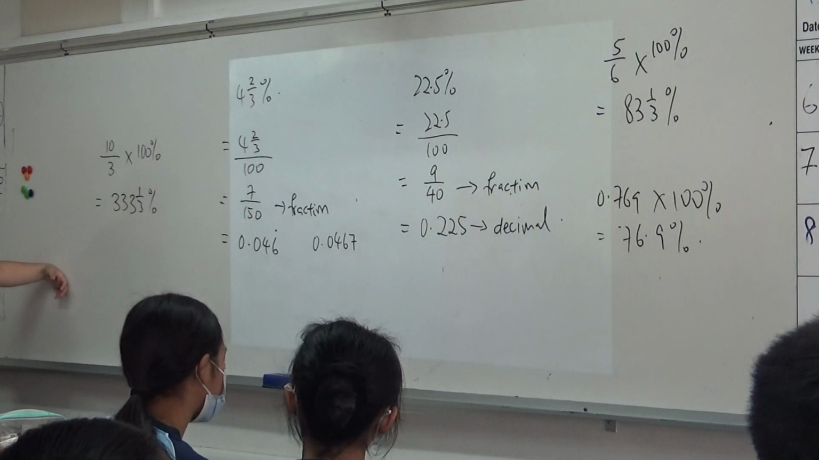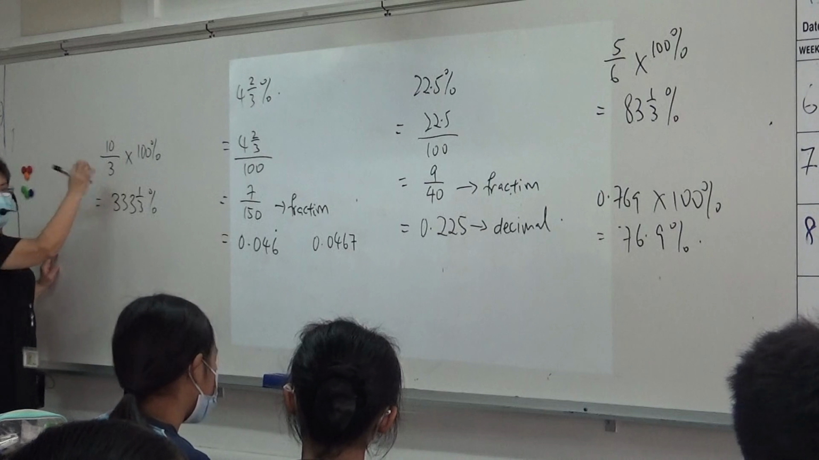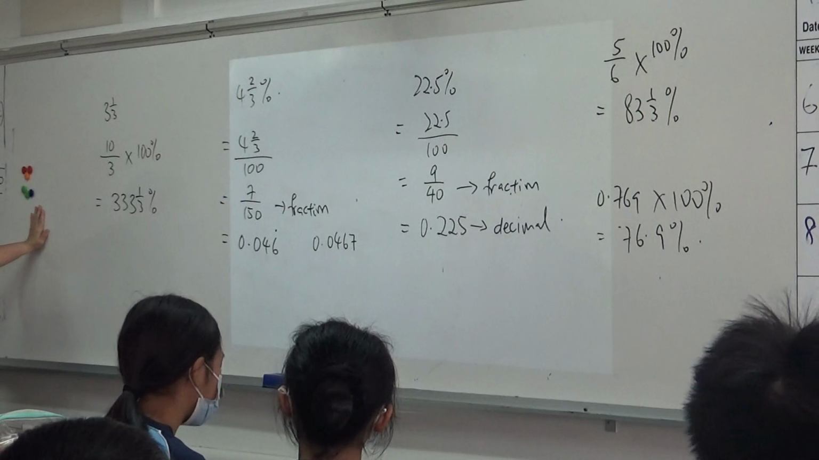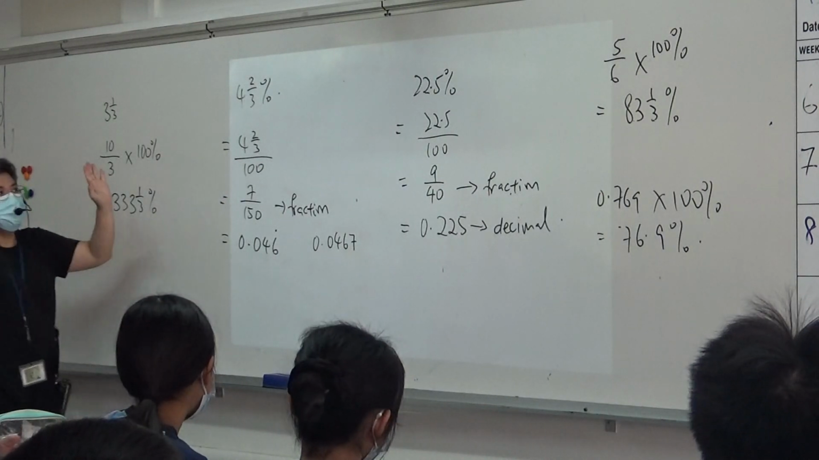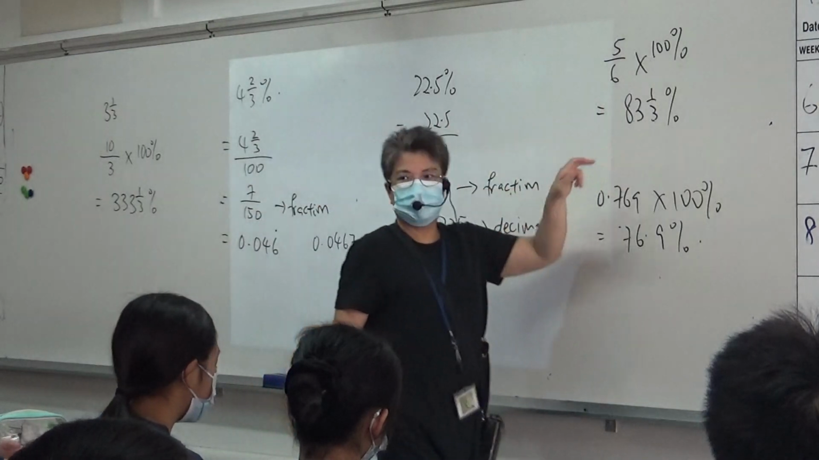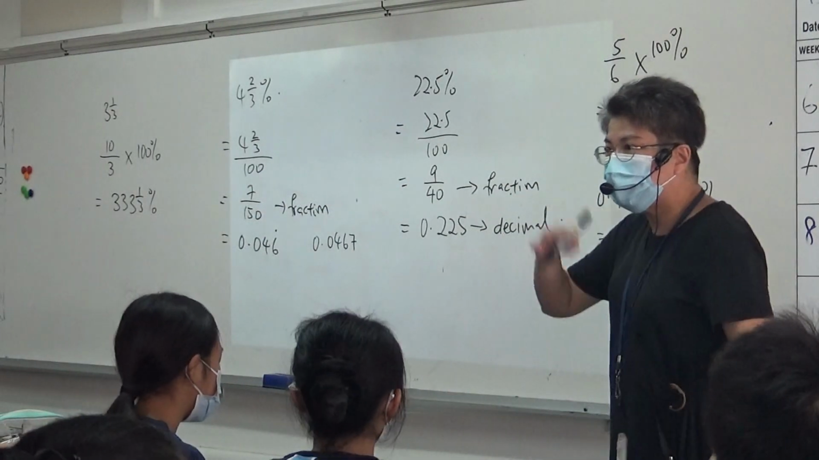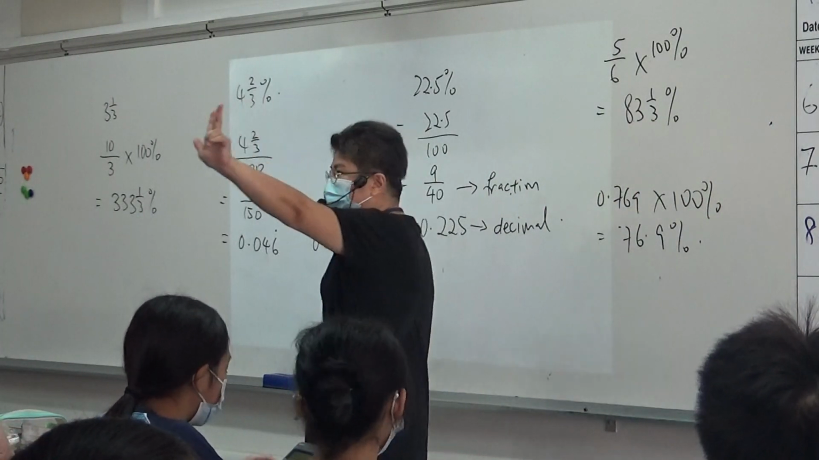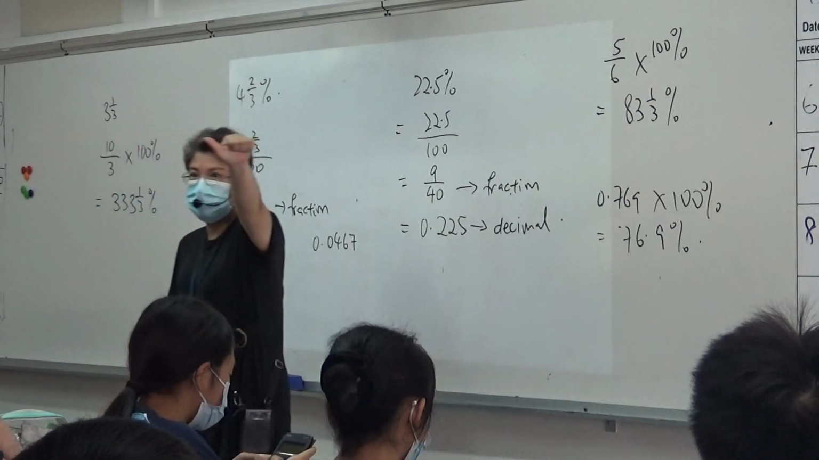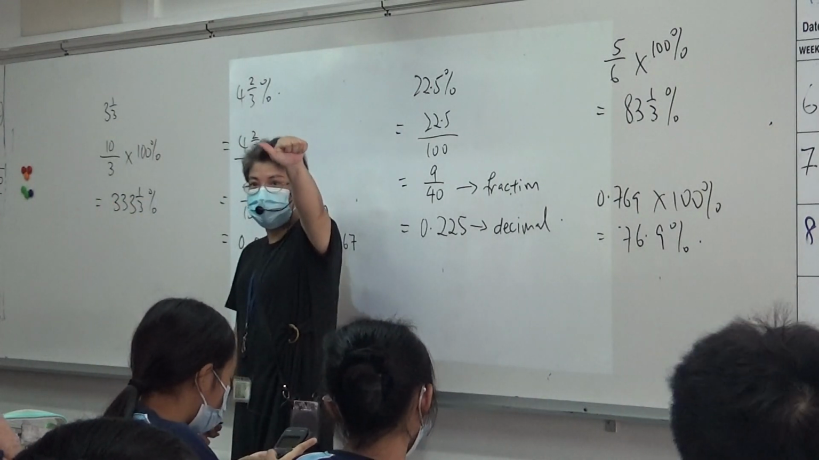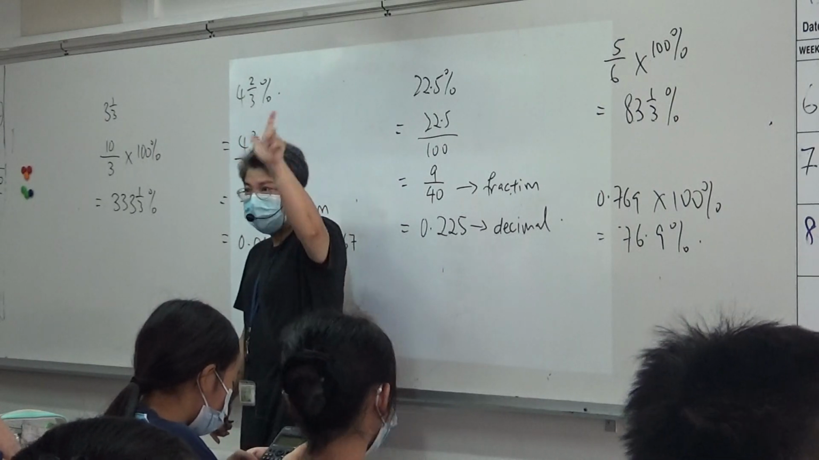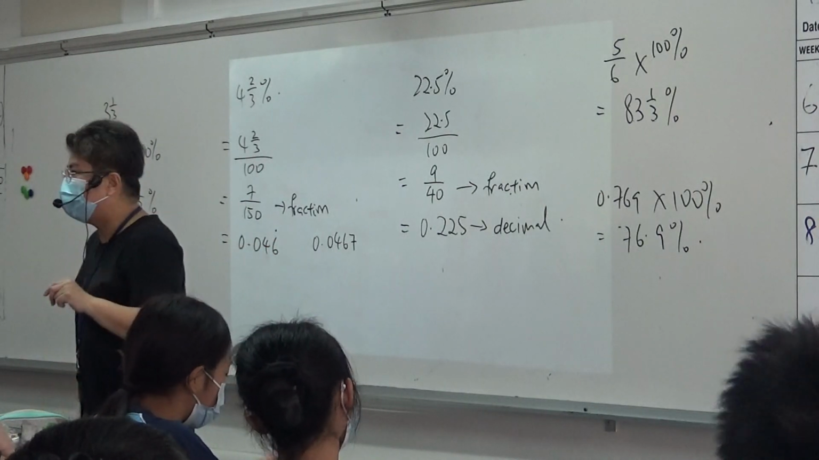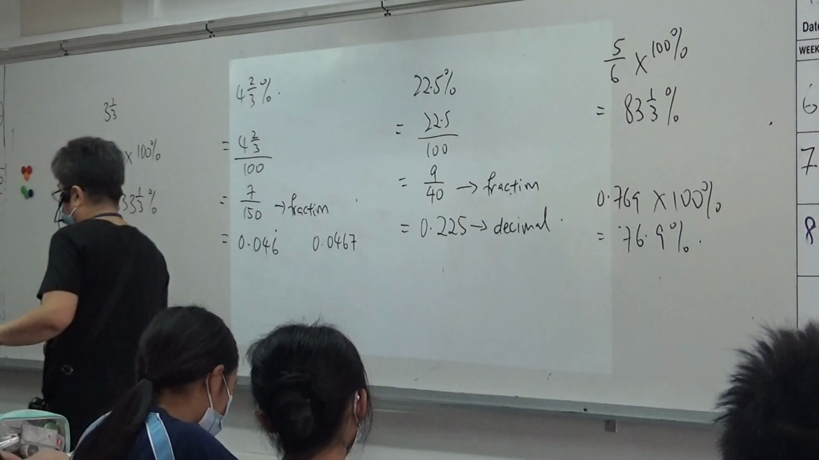Can you see it? Because if I change this to mixed number, it's 3 and 1/3. Yes or no? Okay. So if the number is less than 1, the percentage will be less than 100%. If the number is more than 1, the percentage will be more than 100%. Are we clear? So we have done 3 things here: change numbers to percentage, be it fraction or decimal. You can use your calculator to help you. Do you understand? Okay, good.